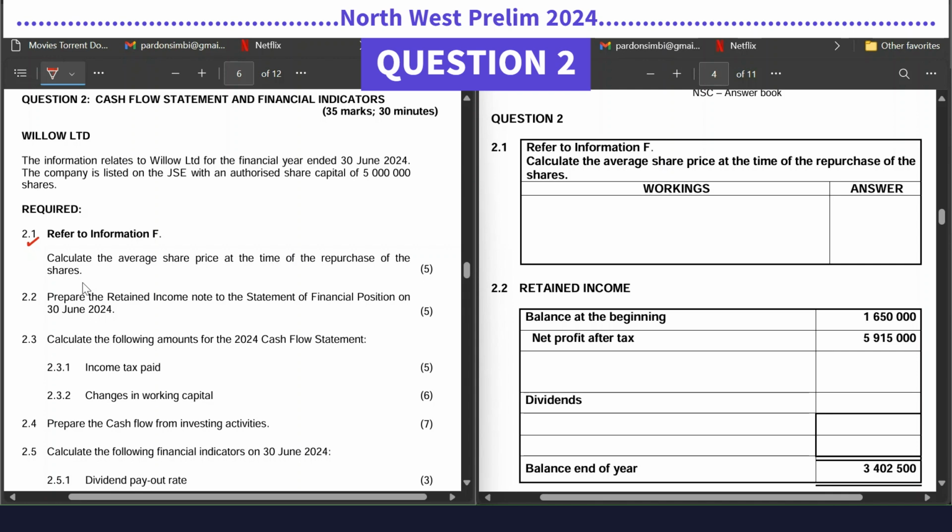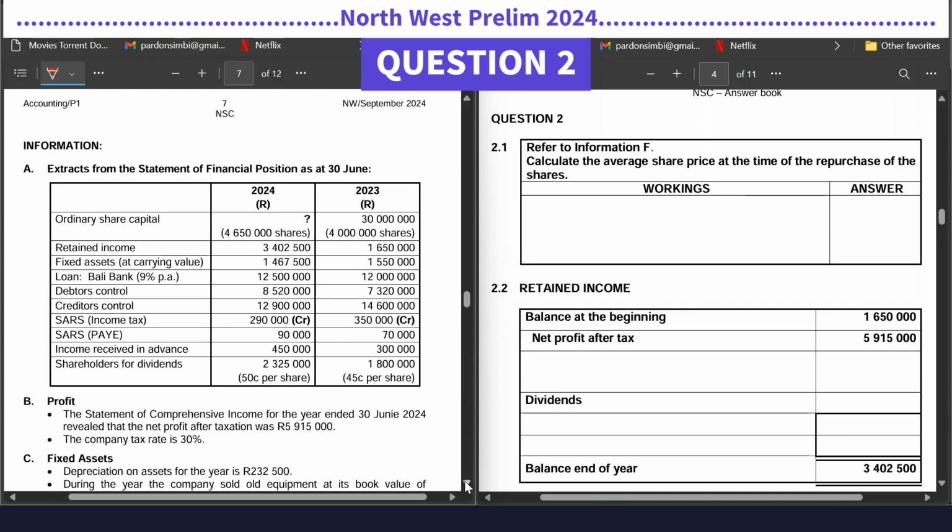And then we'll do also our retained income note. So here we're basically doing note 7 and 8. But it is very important to know how to do these notes. So let's quickly do them and then we see how we can manage. Let's go to the information and what we're given. I like to stick with what we know.